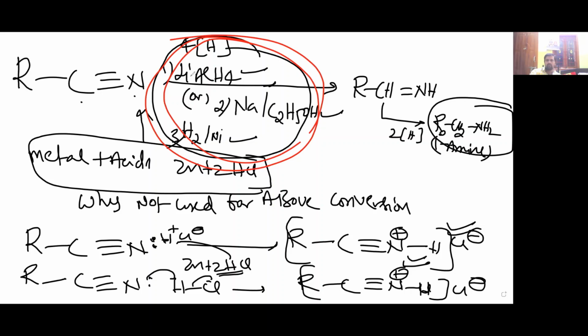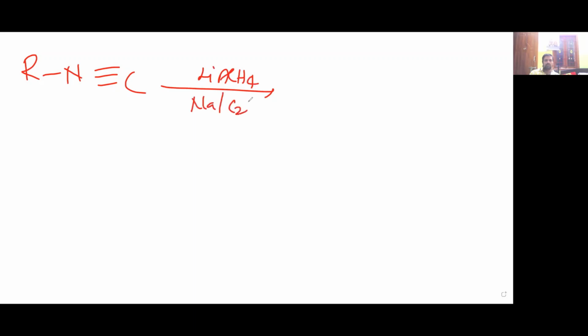Okay. Then the next conversion, isocyanide, you should take with the same reagents. Isocyanide, what is it? You just take it as R N triple bond C, with LiAlH4, Na/C2H5OH, and the same H2/Ni. So in this, I already told you, how many hydrogens are coming? There are 4 hydrogens coming. You just keep remember 1 hydrogen is added here, 3 hydrogens are added here.